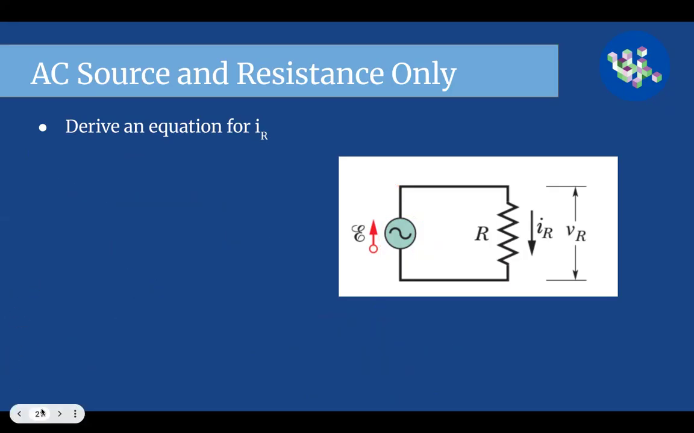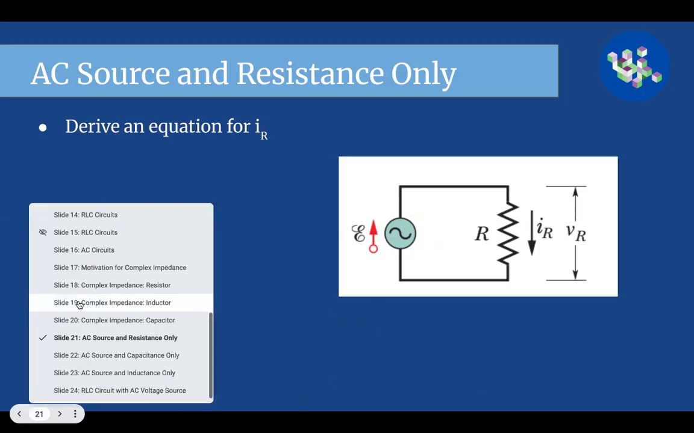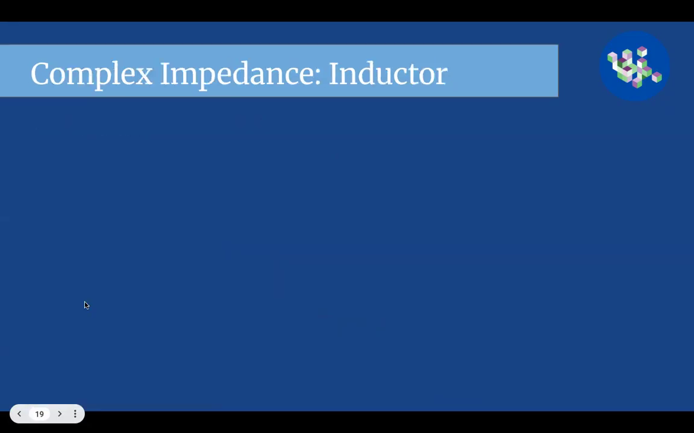Let's clear these drawings. Okay, let's go to inductors. Let's try to derive the complex impedance for an inductor. You know that voltage equals the current times the complex impedance, and right now we're looking at just an inductor.